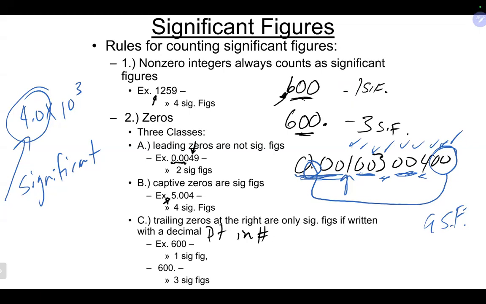Also remember, the estimated digit or the uncertain digit, right, is the last significant figure in a number, right? So in this particular case here, the uncertain or estimated digit would be what number?